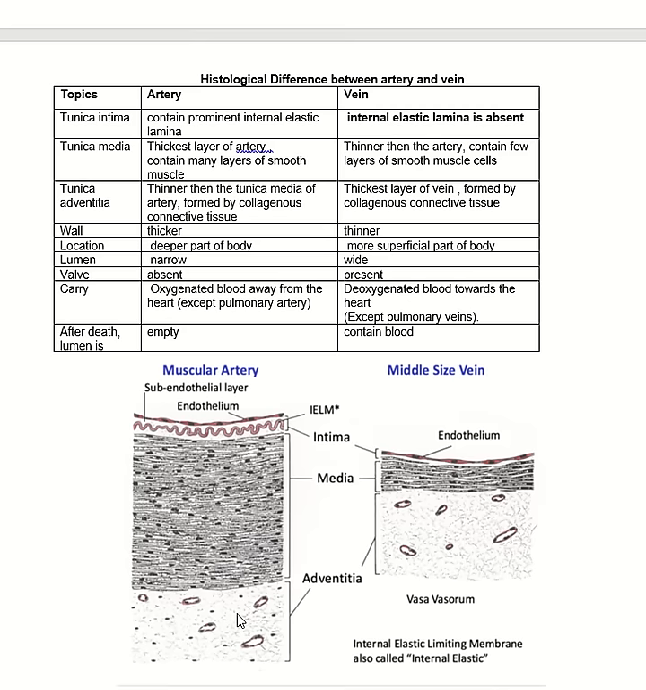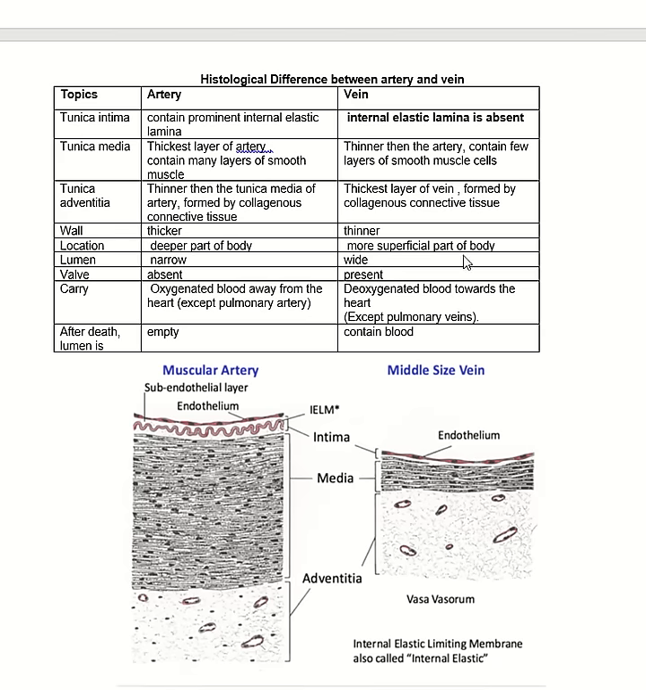The tunica adventitia of the artery is not the thickest layer. The thickest layer of the artery is the tunica media, and the thickest layer of the vein is the tunica adventitia. So the wall of the artery is thicker and the wall of the vein is thinner, and the artery is usually located in the deeper part of the body, but veins are relatively found in the superficial part.